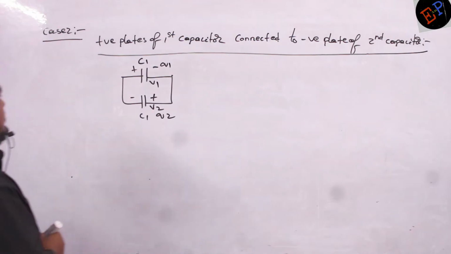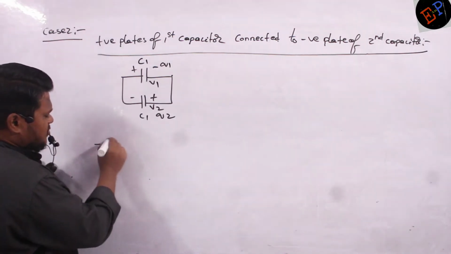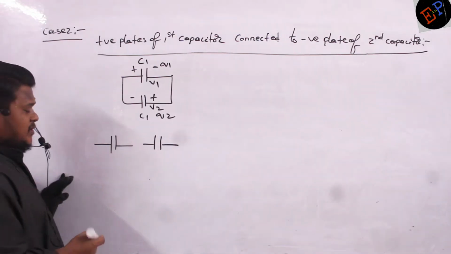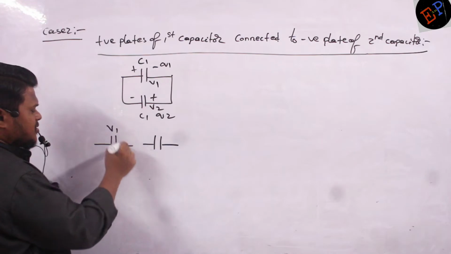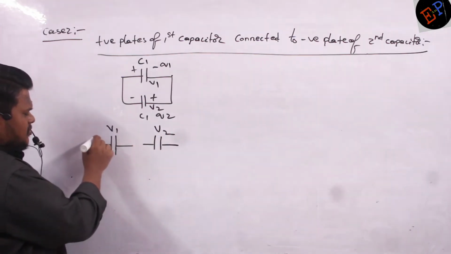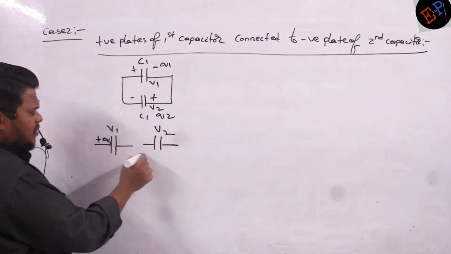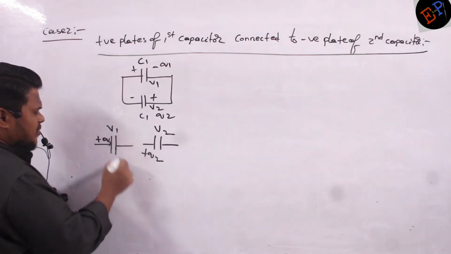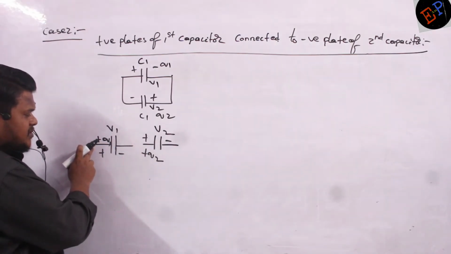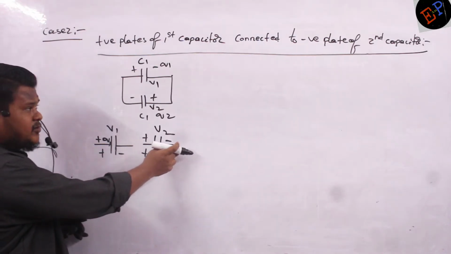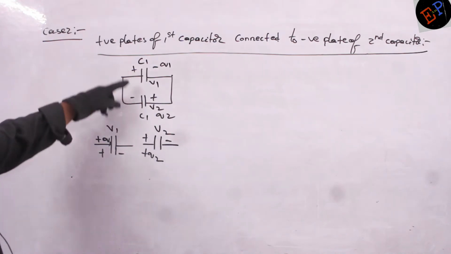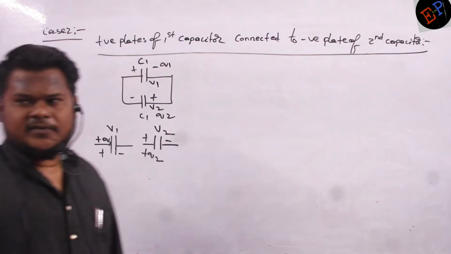So now what we are doing is, these are the two capacitors which were charged. This one was charged to a potential of V1. This was charged to a potential of V2. This is a positive plate, and this is also a positive plate, but these are negative plates, no? So the positive plate of the first capacitor is connected to the negative plate of the second capacitor. This is the connection. Understood, no?